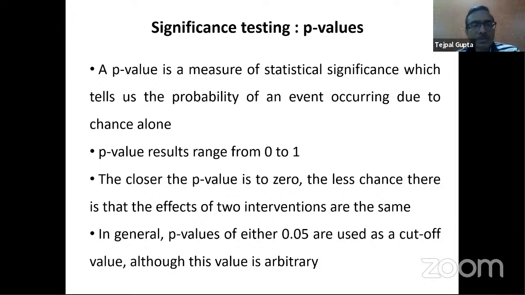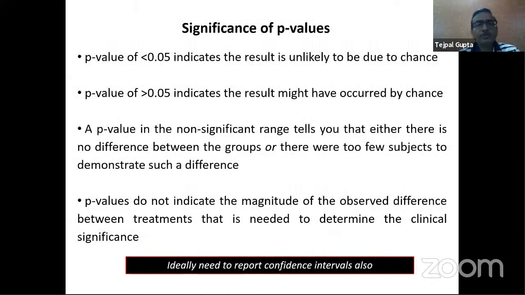So the p-value is a measure of statistical significance which tells us the probability of an event occurring due to chance alone. Like in all other branches in statistics, the p-value ranges from 0 to 1. The closer the p-value is to 0, the less chance there is that the effects of the two interventions are the same. And again, by general principles, a p-value of less than 0.05 is used as a statistically significant result, although this is quite arbitrary.